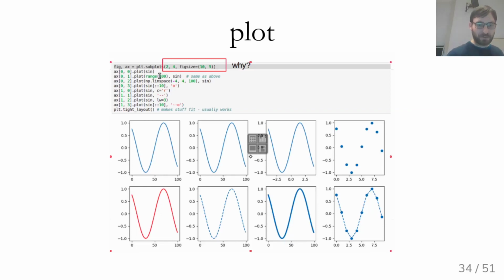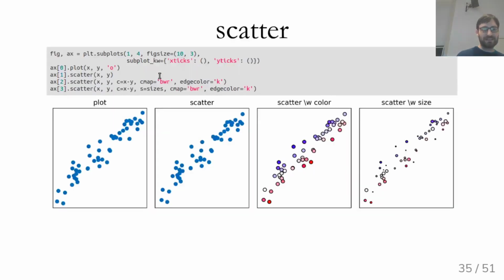Cool. Another command that's very useful is scatter. Scatter can do scatter plots. Plot can also do scatter plots. So here, the first one is just calling plot with O. The second one is calling scatter with x and y. They're the same.